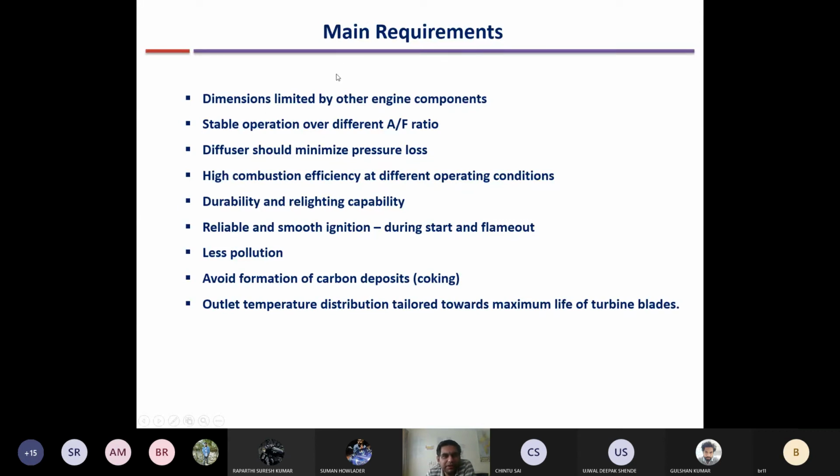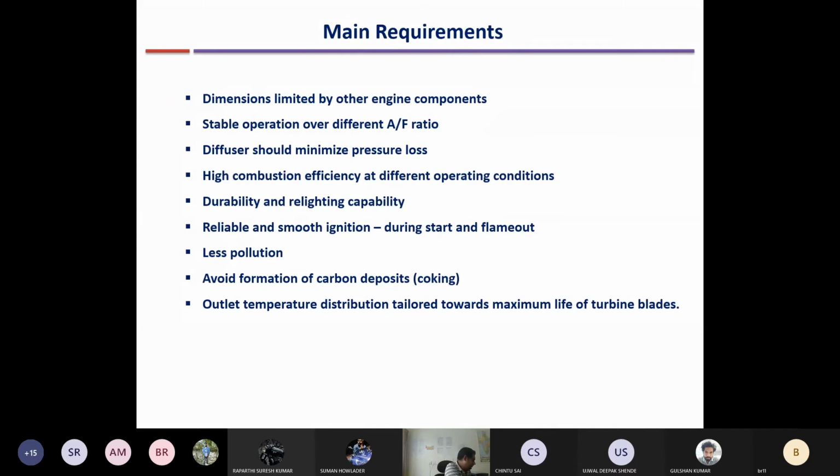So quickly I will just read them out. What are the main requirements of the combustion chamber? Dimensions: while designing the combustion chamber, the dimensions have to be calculated specifically, keeping in mind the space available, and this space is determined by the overall cross-sectional area of the compressor, the turbine, and the overall casing. Those things limit the dimensions.